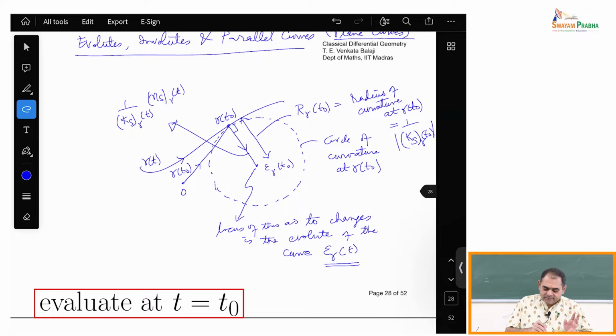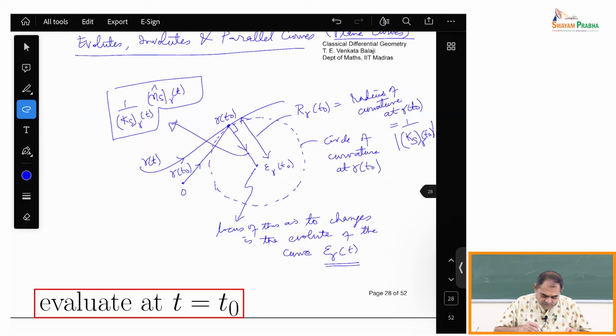And it's important to notice that if N_s gamma, the signed normal, is pointing towards the center of curvature, then this k_s gamma is positive. And if it is pointing away, so in fact we use a cap, N_s cap gamma, just to remind that this is a unit vector. So if N_s cap gamma is pointing away from the center of curvature, then for this signed curvature you have to put a minus sign, so that this whole expression always points towards the center of curvature.